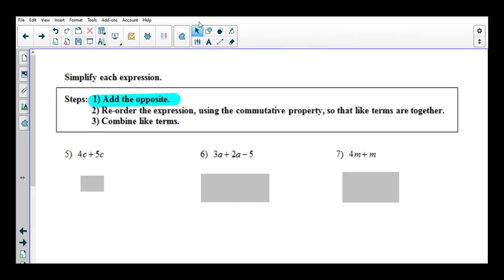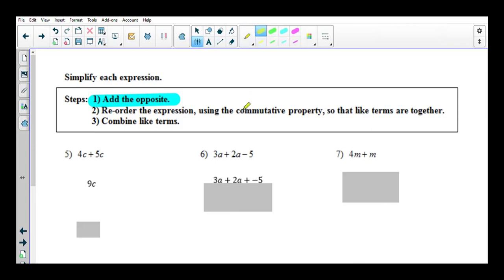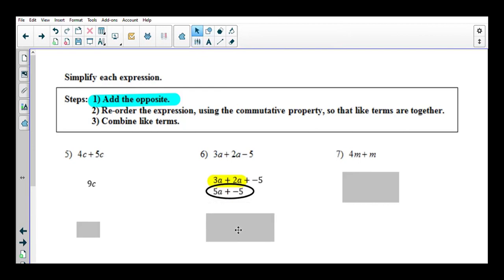So in number 5, I've got 4c plus 5c. No need to add the opposite. The like terms are already side by side, so let's combine them. 4c plus 5c, guess what? That's 9c. Number 6, we can add the opposite here. 3a plus 2a minus 5, we can write as 3a plus 2a plus -5. The a's are like terms. I'll go ahead and highlight them in yellow just to indicate that we can combine them. 3a plus 2a is 5a, so our solution is 5a plus -5. Now, if you have 5a minus 5, that's okay too.